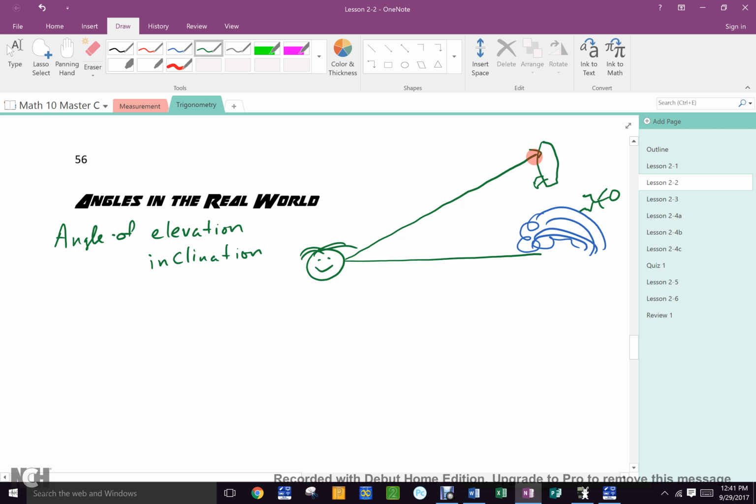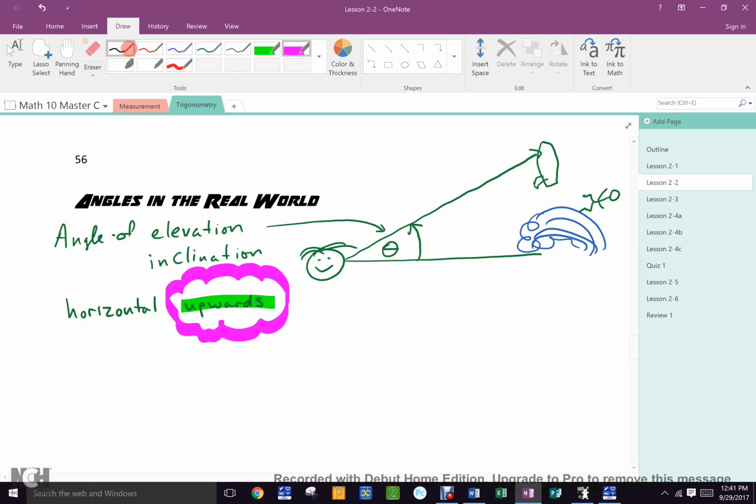Where then is the angle of elevation? I started here and I looked up. Where did I create an angle? Right there. That is my theta, which is an angle of elevation, because my eyes went from the horizontal upwards. Please highlight. Put a cloud around it. Put some stars by it.